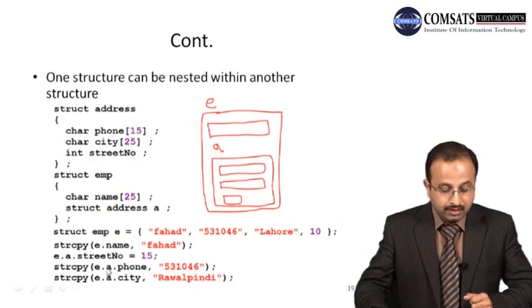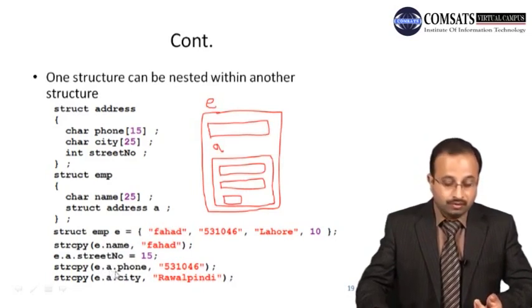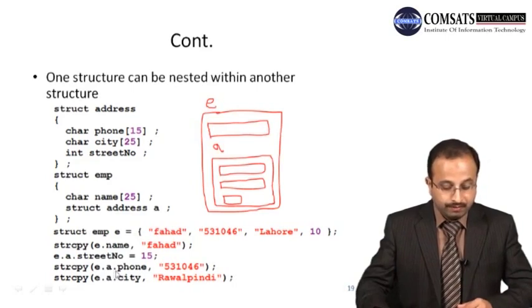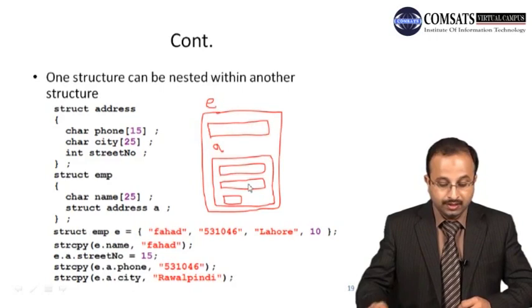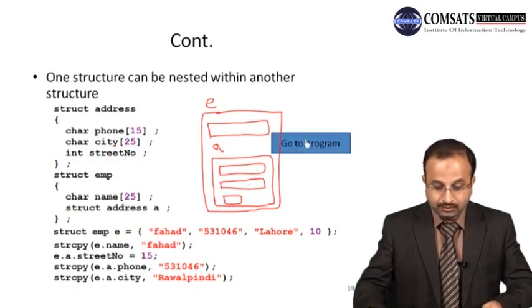So if you write E dot, you can access name, you can access A. So you access A, then you put dot, because A is a structure. So which element of A are we assigning a value to? We are assigning a value to phone. What value will be assigned? 531,046. That will be written over here. And the name will be written over here, and then E dot A dot city, you write Rawalpindi over here. Okay, let's go to the program.